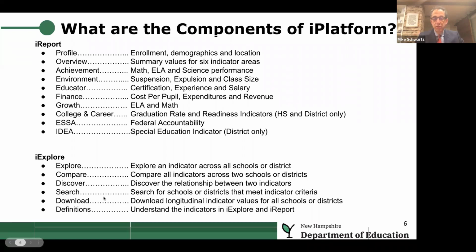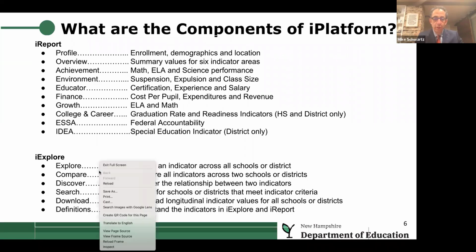iExplore, as the commissioner described, allows you to take these different indicators, something like English language proficiency or something like cost per pupil, and it lets you look at that not for one school or one district, but across the entire state. So it lets you take a view into what the cost per pupil is for every district in the state or for every school in the state. If you are representing a certain group of towns or schools in your area as a representative, what does cost per pupil look like for your schools compared to other schools in the state? We'll take a look at both of these components.